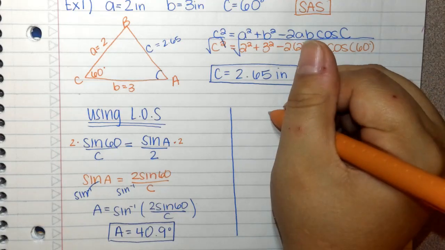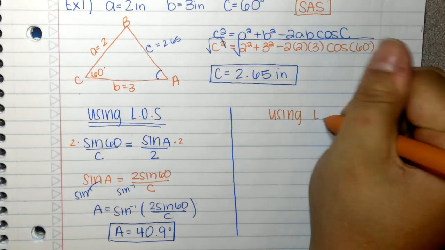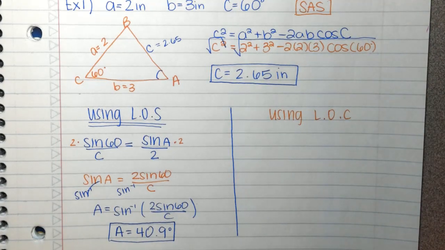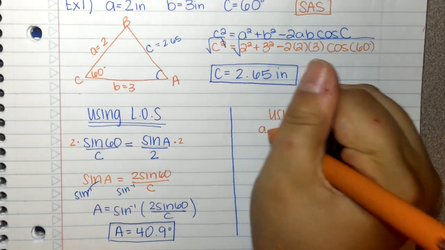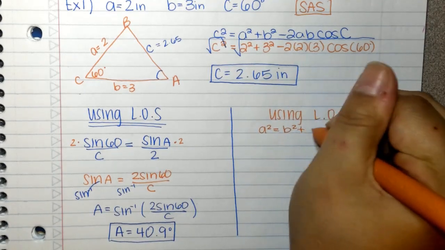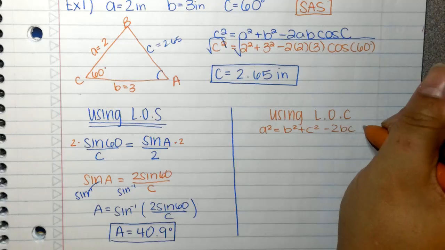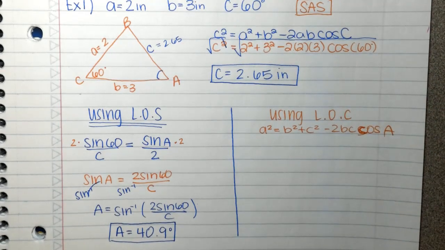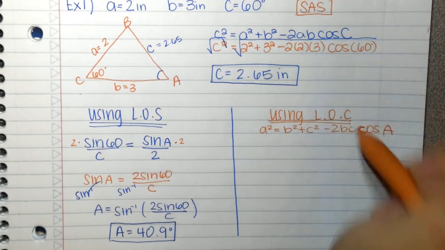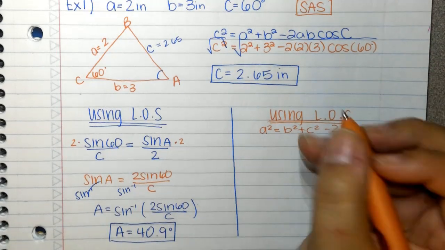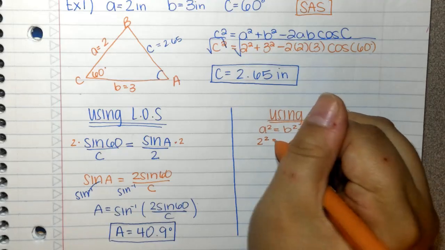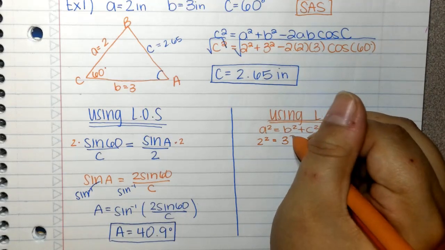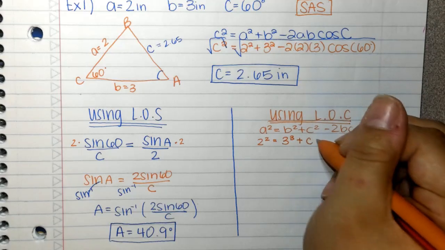Now, let's show you how to do this using law of cosines. If I'm looking for A, angle A, which equation am I going to use? A squared equals B squared plus C squared minus 2BC cosine, oh my god, I almost wrote sine, of A. Fill in everything you know. I know A is 2. I know B is 3. I'm not going to fill in the C, but I do know C.